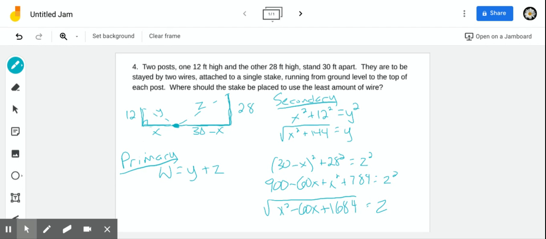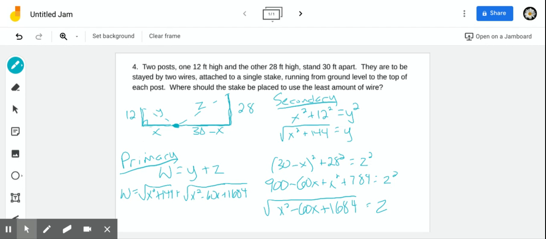Okay, so I actually have two secondary equations that are going to get plugged in. So that makes my primary equation. W is the square root of x squared plus 144 plus the square root of x squared minus 60x plus 1684. Okay, so that is the primary equation that I now need to take the derivative of.